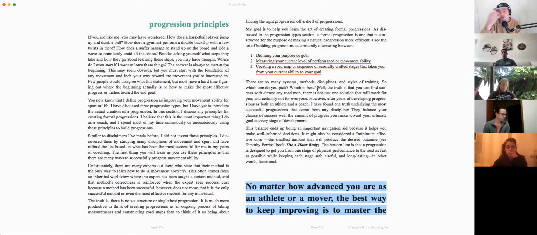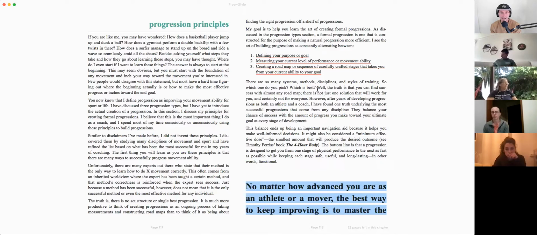Now, in order to be able to move through a progression, it's important that we have some sort of framework. And the basic framework of a progression is first and foremost having a purpose or a goal. So asking yourself, why am I moving? For what am I moving? The second element of this framework is having a measuring tape, meaning having a tool that allows you to measure your performance or your movement ability.